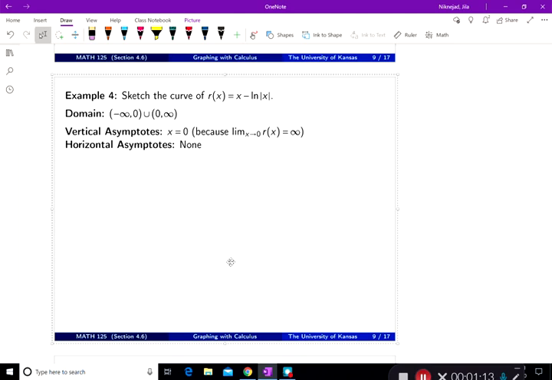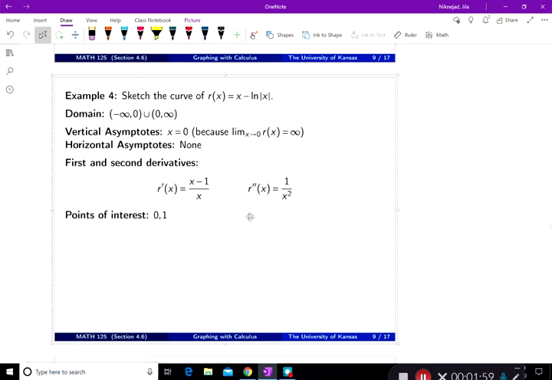And so the next part is to take the derivative of r of x equal to x minus natural log of absolute value of x, which is 1 minus 1 over x. If you rewrite it with a common denominator, it would be x minus 1 over x. We need to do that because we need the roots. Taking the second derivative is easier if you take the derivative of 1 minus 1 over x, and you end up with 1 over x squared.